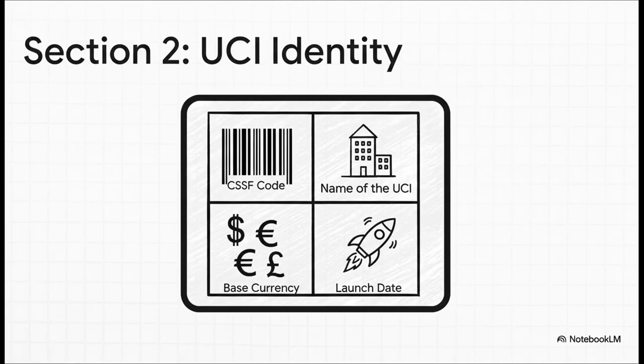Next up, Section 2 is all about the fund's identity. Here you'll put in the unique CSSF code for the specific fund or subfund, its official name, its base currency, and its launch date, which, by the way, is officially the very first day a subscription was received. This section makes it crystal clear exactly which fund we're talking about.